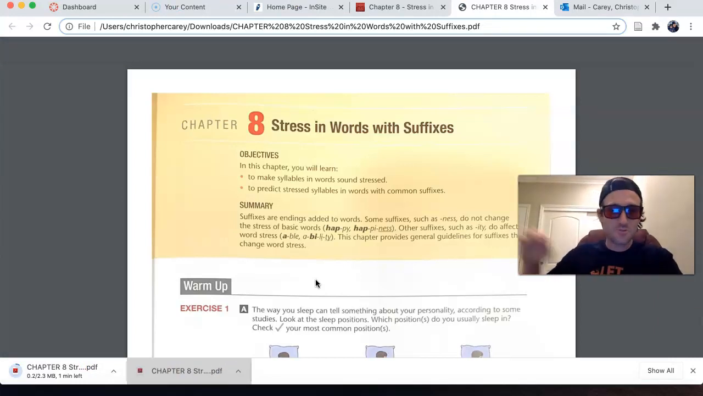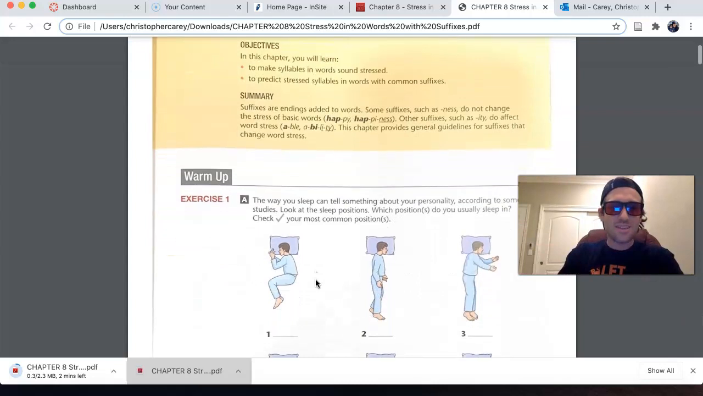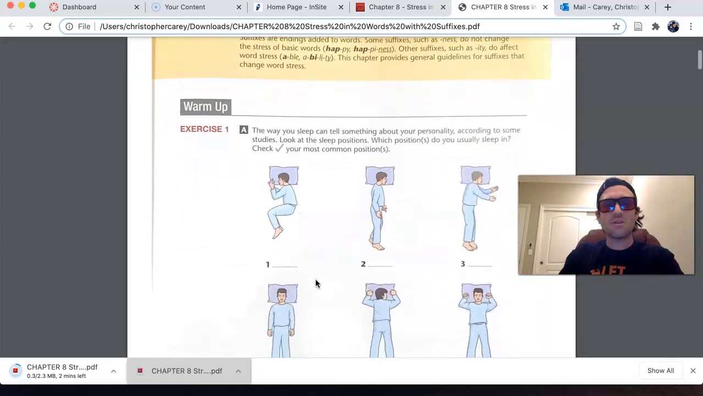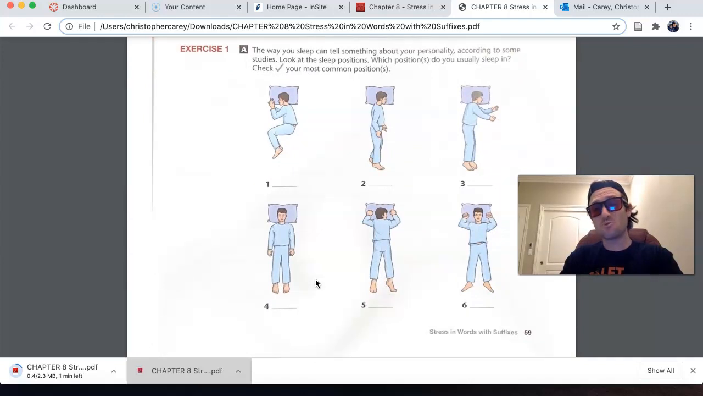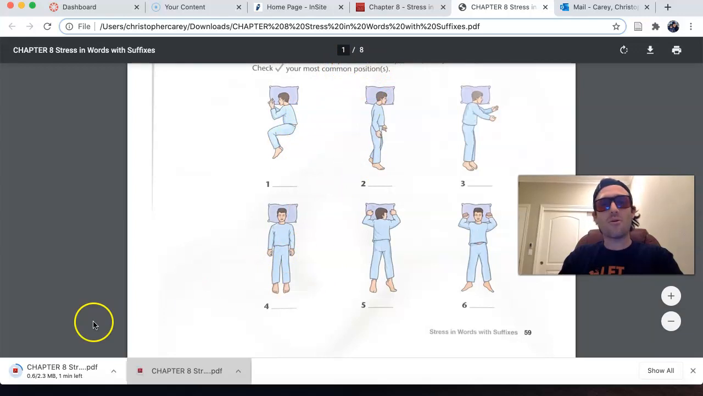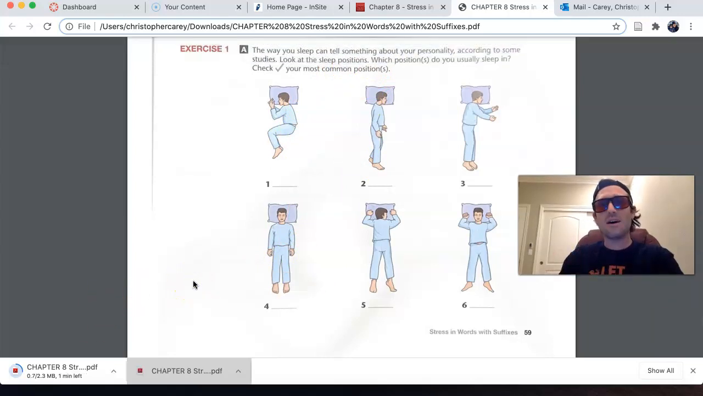This is actually a pretty interesting exercise. The way you sleep can tell something about your personality. It's true. The way you sleep can tell something about your personality, what kind of person you are, your character, according to some studies.